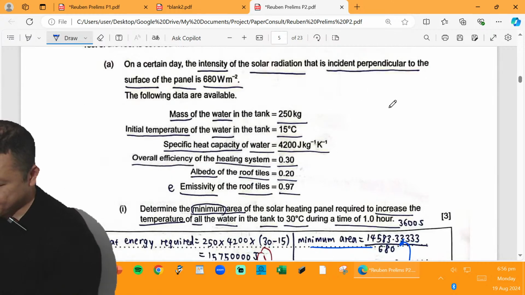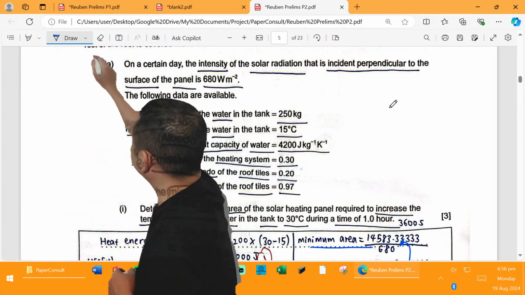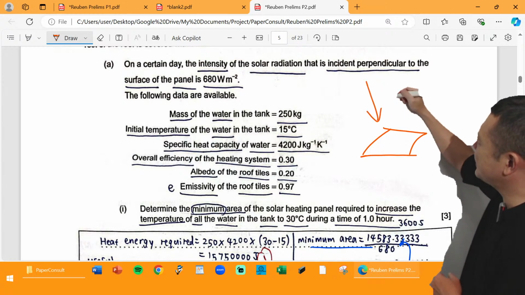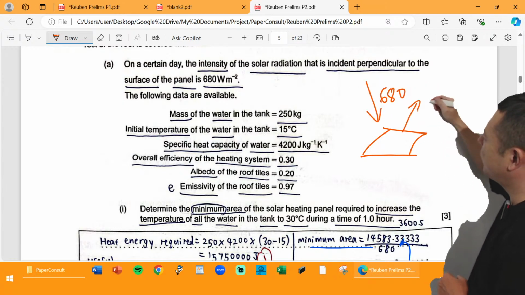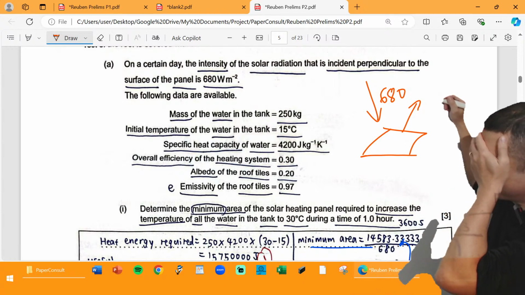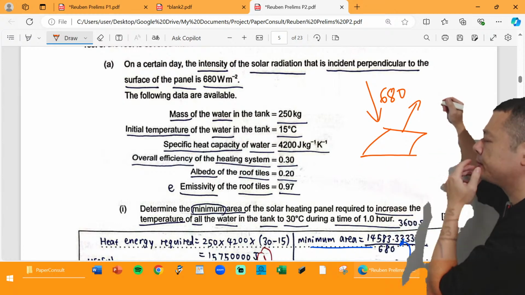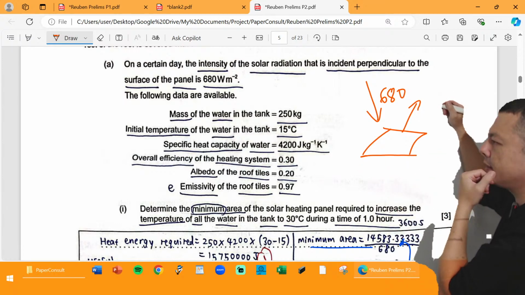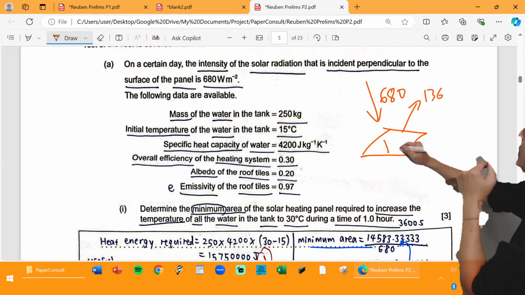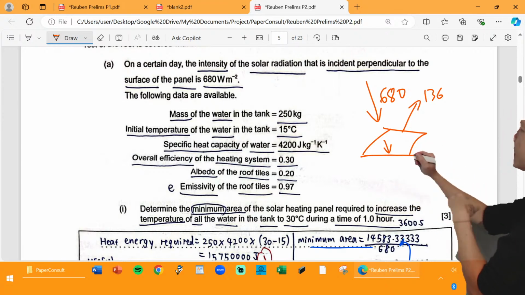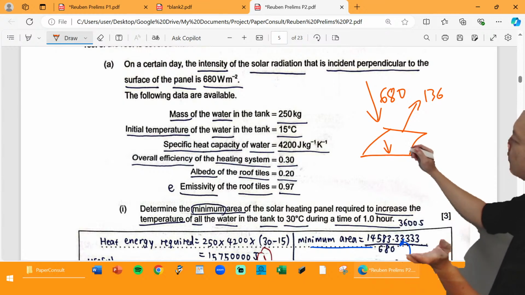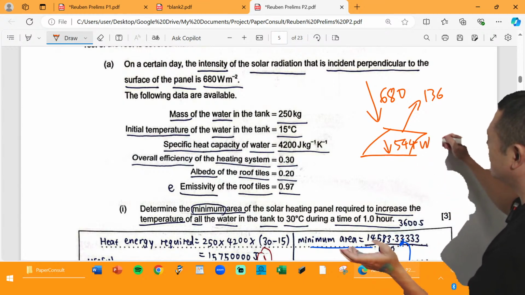Okay, so the second part is about the roof tiles only. It's got nothing to do with the solar panel anymore. So your roof tiles is like that, right? The 680 is coming in, of which 0.2 times 680 is how much? 136. So 136 is being reflected away. So how much is being absorbed by the roof tiles? 680 minus 136, or 680 times 0.8, which is 544 watts per meter square.